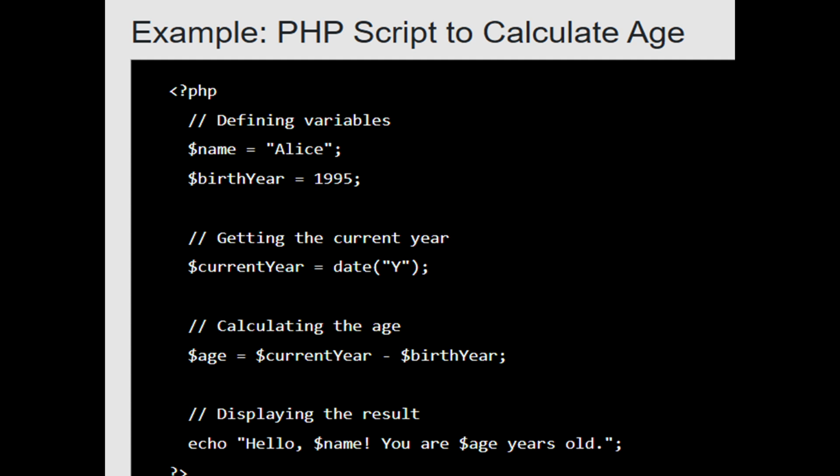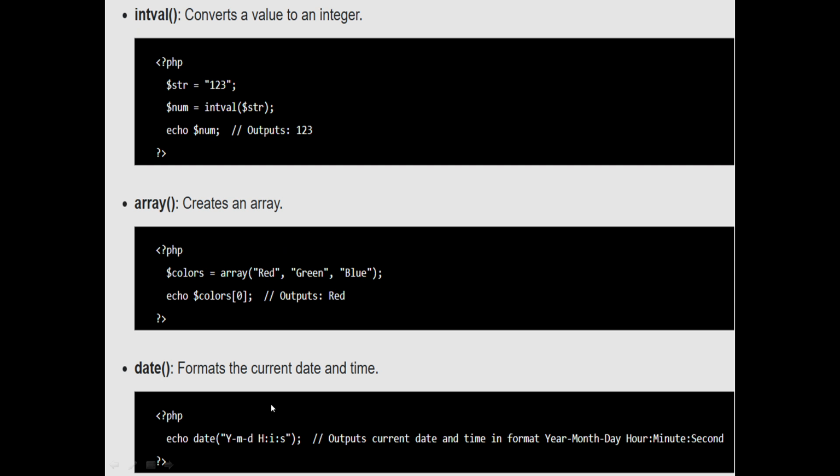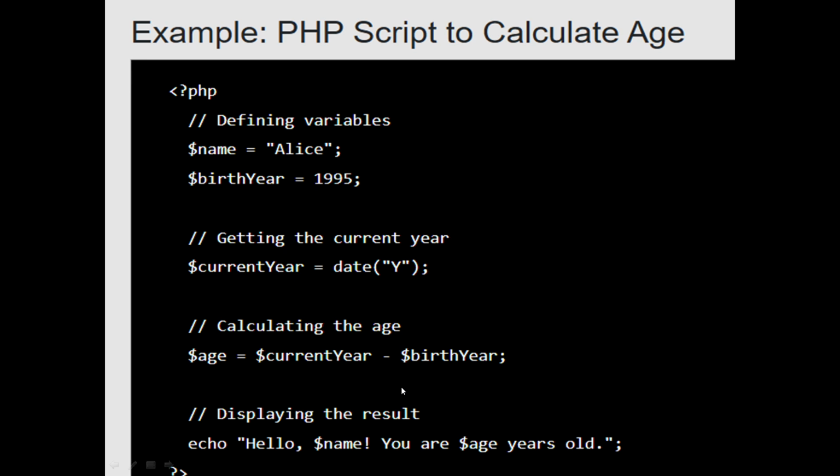This is a basic example PHP script to calculate age. Inside my PHP script, what are the basic things I need to do here? Initially, I want to declare the name of the person and the birth year of the person. To calculate the age, I have to get the current year. So current year equals date of, I'm getting only the year. This is the format of my date, but I need only the year, right? If I give only Y, only the year is fetched from here.